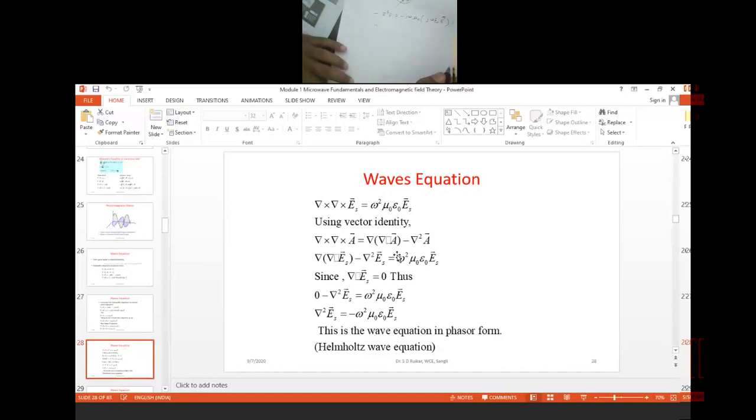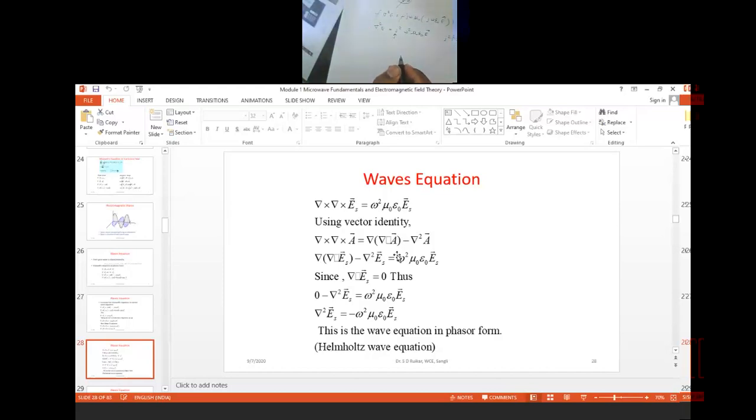So what happens here? For this given equation, this minus gets cancelled. So only we have del square E, this minus gets cancelled, is equal to j omega, j into j, that is j square, omega square, mu 0, epsilon 0 and E. Now this j square is equal to nothing but what? Minus 1. Okay, j square is equal to minus 1.